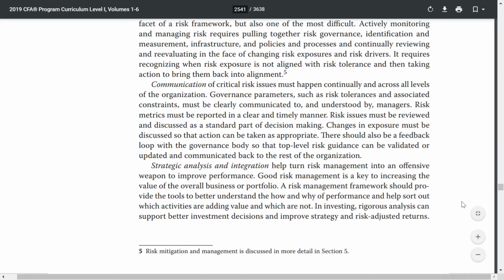Strategic analysis and integration help turn risk management into an offensive weapon to improve performance. Good risk management is a key to increasing the value of overall businesses or portfolios. A risk management framework should provide the tools to better understand the hows and whys of performance and help sort out which activities are adding value and which are not. In investing, rigorous analysis can support better investment decisions and improve strategies and risk-adjusted returns. Here's a diagram.